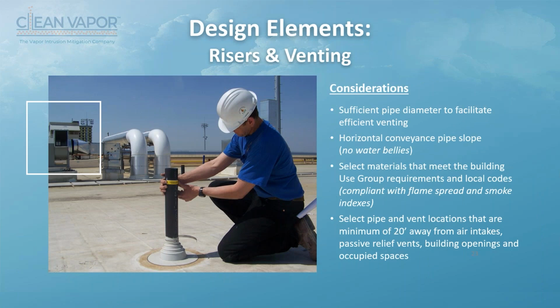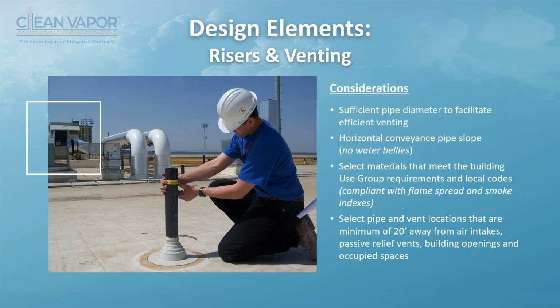Other design elements are your risers and your venting. You want to make sure that you have sufficient area on each pipe, and there are some rules of thumb on this. Like you don't want to have more than 1,500 square feet on a 3-inch pipe. There's usually around 4,000 square feet for a 4-inch pipe and another area for a 6-inch pipe. You want to use materials that meet the building codes. You can see here this is a public school building, and it's metal pipe because it needs to be protected as dictated by the use group.